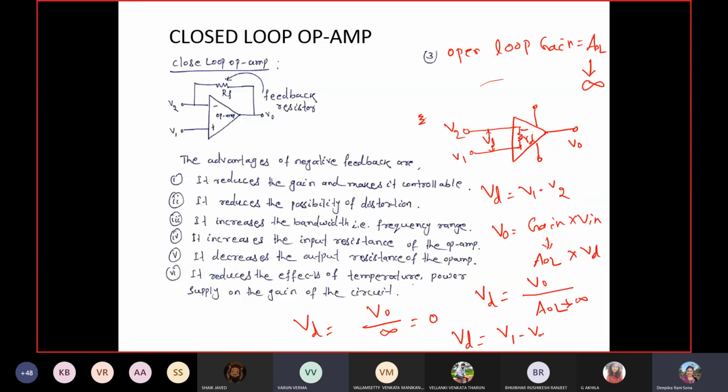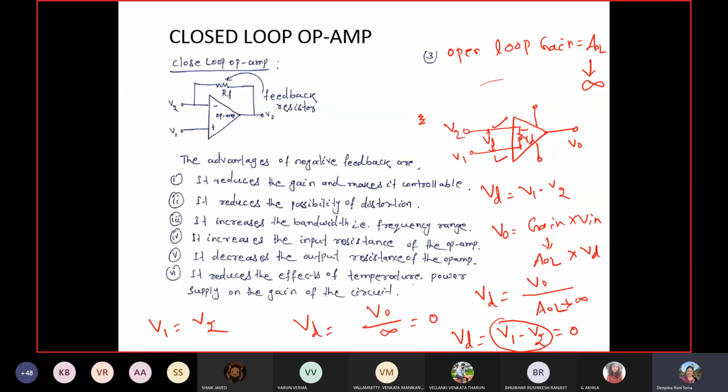V1 minus V2. So the same thing can be represented as, okay, V1 minus V2 is 0. If the difference between these two nodes is 0, then what can we write? V1 equal to V2.